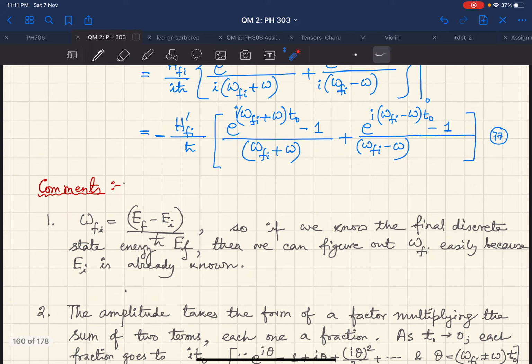The next thing to look at is that the amplitude that we have here, it basically is a form of a factor multiplying the sum of these two terms. You look at these two terms, it is just multiplying this factor h prime_fi by Planck's constant.